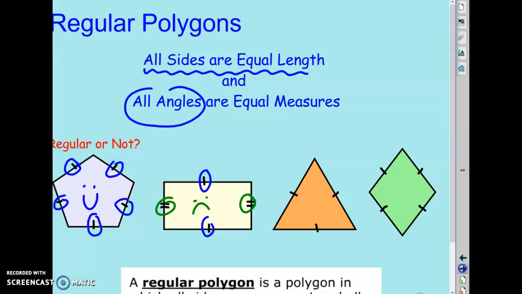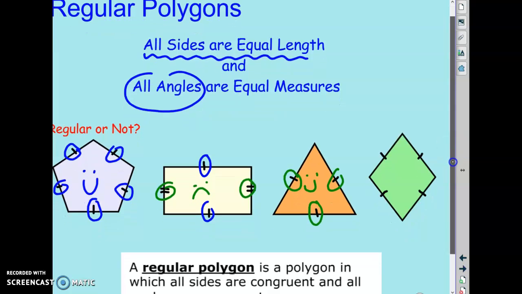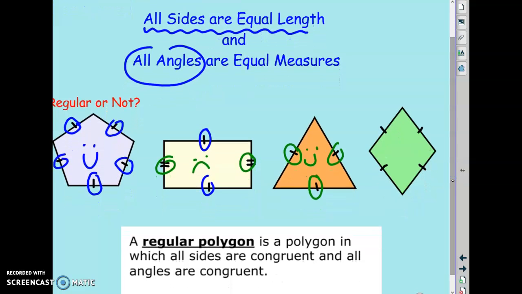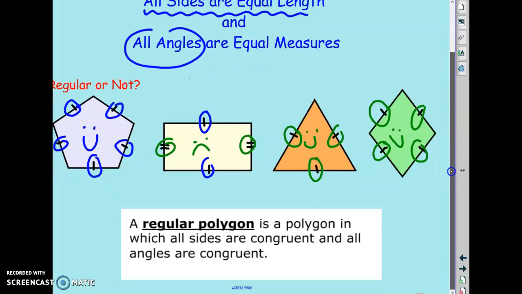The third type, we've got a triangle. All sides have the same measurement. So that would be a regular triangle, or some of you may know it as an equilateral triangle. And our green shape, once again, all of our sides have 4 on there. Within all of those, our angles are all the same too. So yes, that is a regular polygon right there.